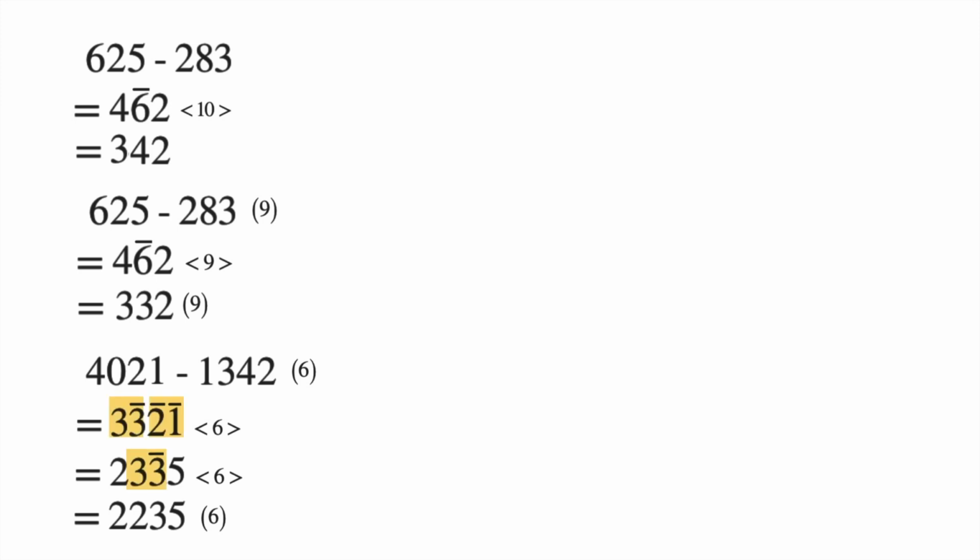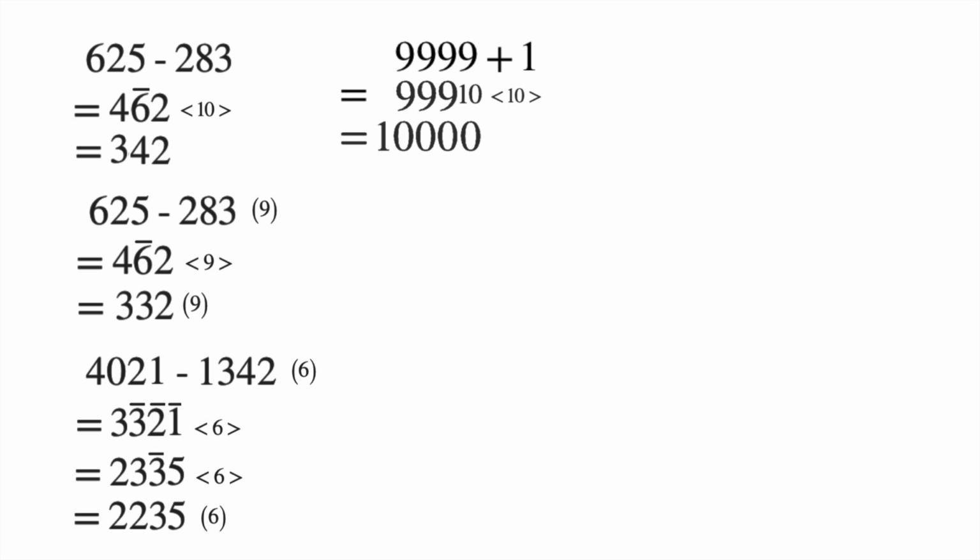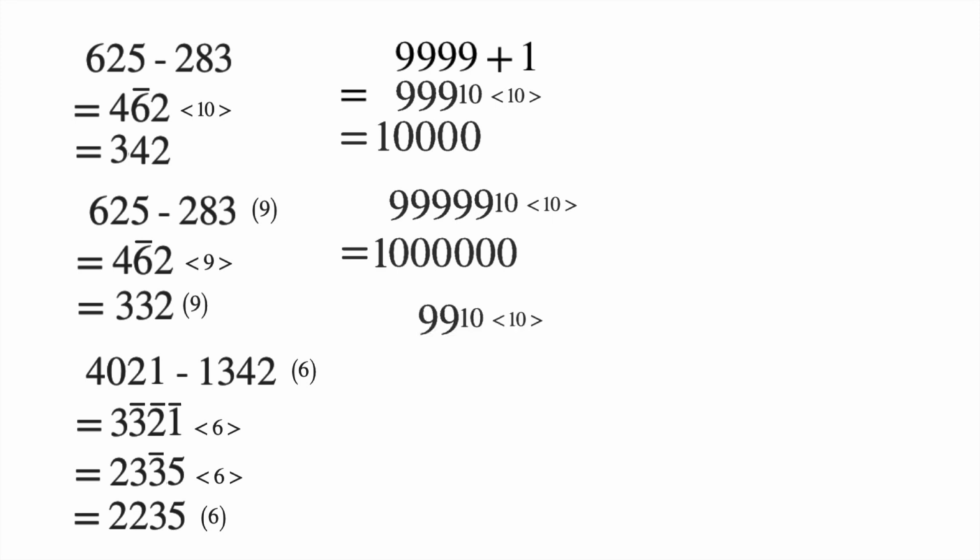But 3 times 1 down is troublesome, so let's use this. It's 9,990 in tenary. Call this all 910. Actually 10,000. Another all 910. All 9 plus 1. It's 1 million. How about 990? It's 1,000.